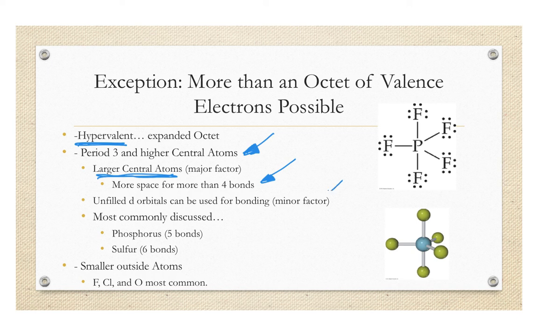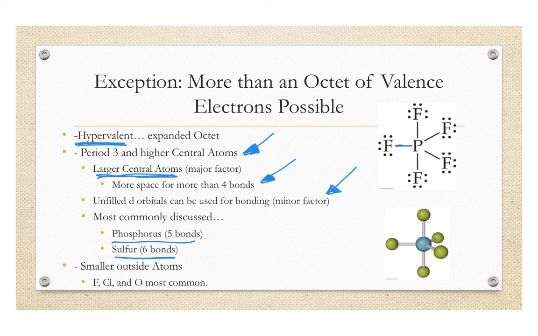The other thing, a minor factor in this, is that you can actually use the d orbitals that are in period 3 and below, and higher, to do bonding. The 2 that we most commonly discuss here are phosphorus and sulfur. Phosphorus comes with 5 valence electrons, and it can actually make a bond with each of those. So we can bond out and have 5 bonds or 10 valence electrons altogether with the phosphorus. Sulfur comes with 6 valence electrons, and so likewise it can make 6 bonds.